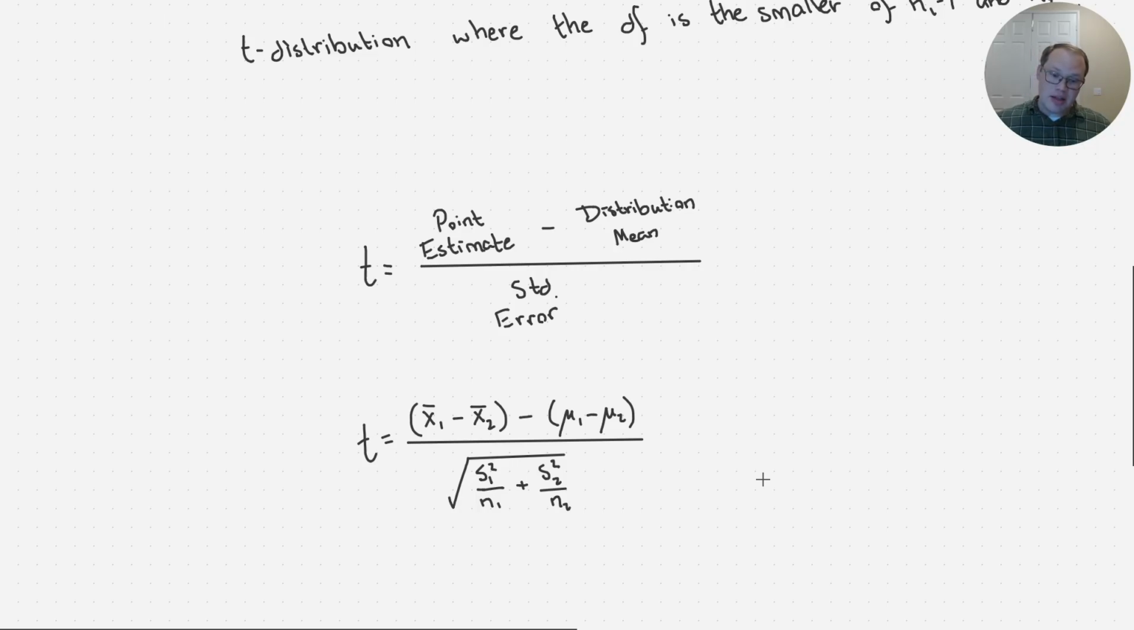And then once we have the p-value, we draw conclusions the same way we always do. We're going to compare the p-value to the level of significance alpha, and determine whether or not we should reject the null hypothesis and accept the alternative hypothesis.